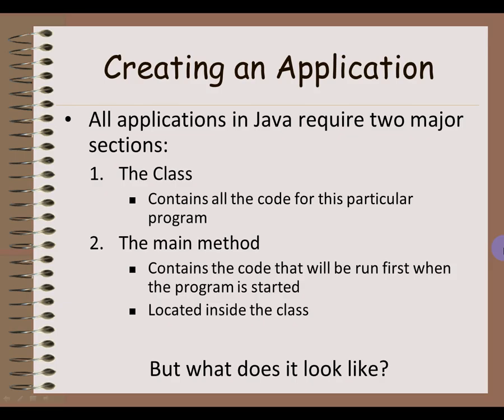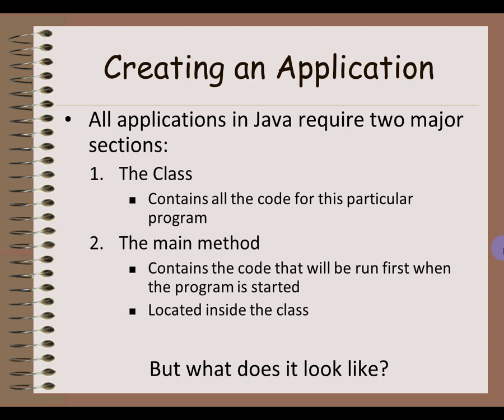So how do we actually go about creating an application? Well, an application in Java requires two major sections, the class and the main method. The class is basically the word we use to describe the entire program. All of the code within a particular program is going to be stored within a class. And inside that class, we're going to have a number of methods. The main method is going to be the code that's run when the program is first started. And as I said, it's located inside the class.